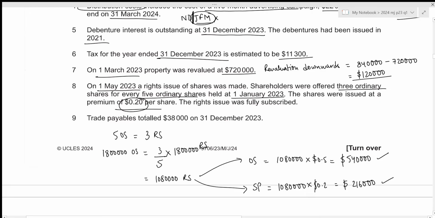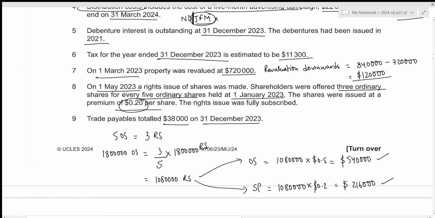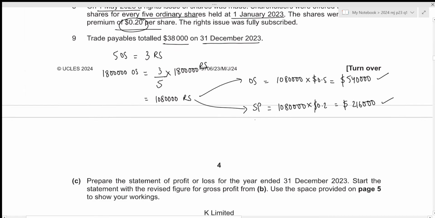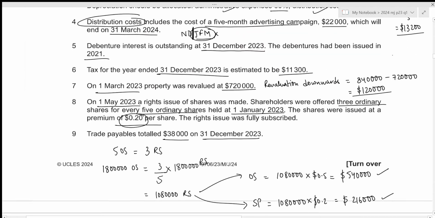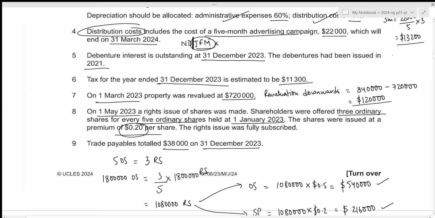Okay. Then the trade payables total 38,000 on 31st December 2023. That is all for the information. Let's move towards the question. We need to prepare the statement of profit or loss for the year ended 31st December 2023. We need to start the statement with the revised figure for the gross profit from part B. And we need to use the space provided on page 5 to show the workings. In this case, I have already showed all of my workings right here on the question paper itself, but make sure that you guys show all of these workings in its designated place so that you get your markings correctly.